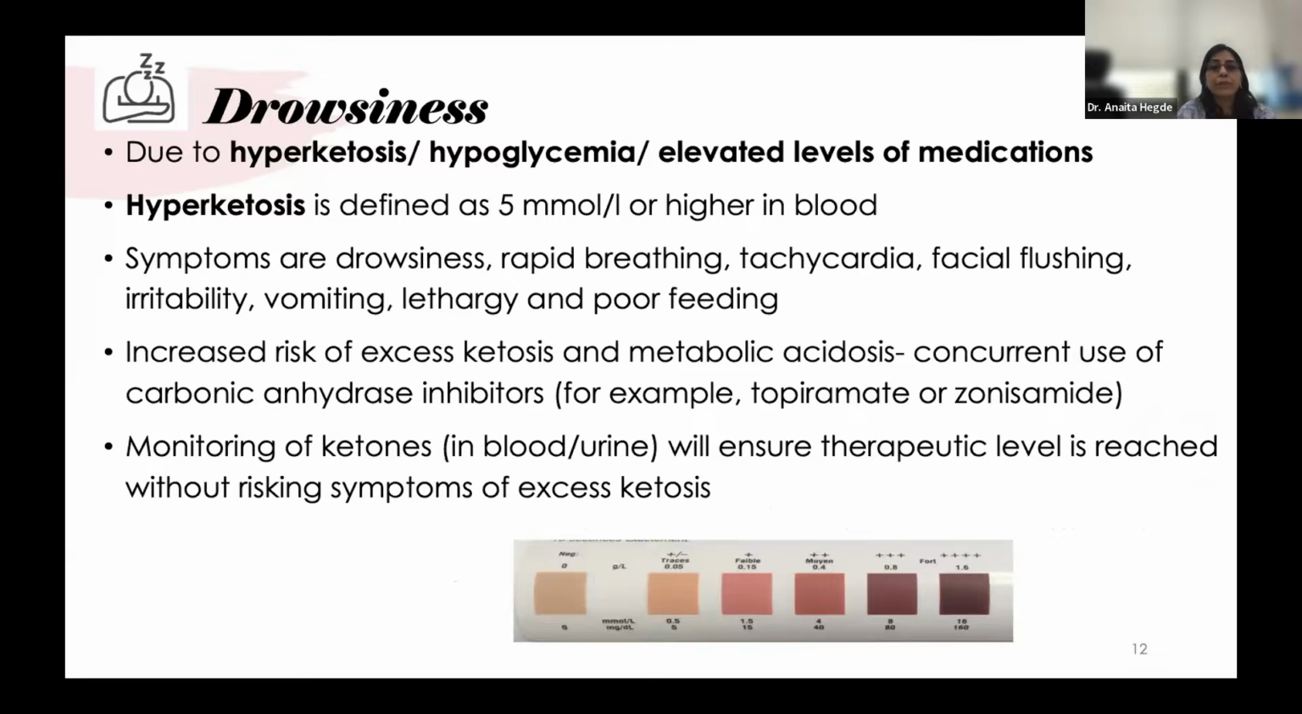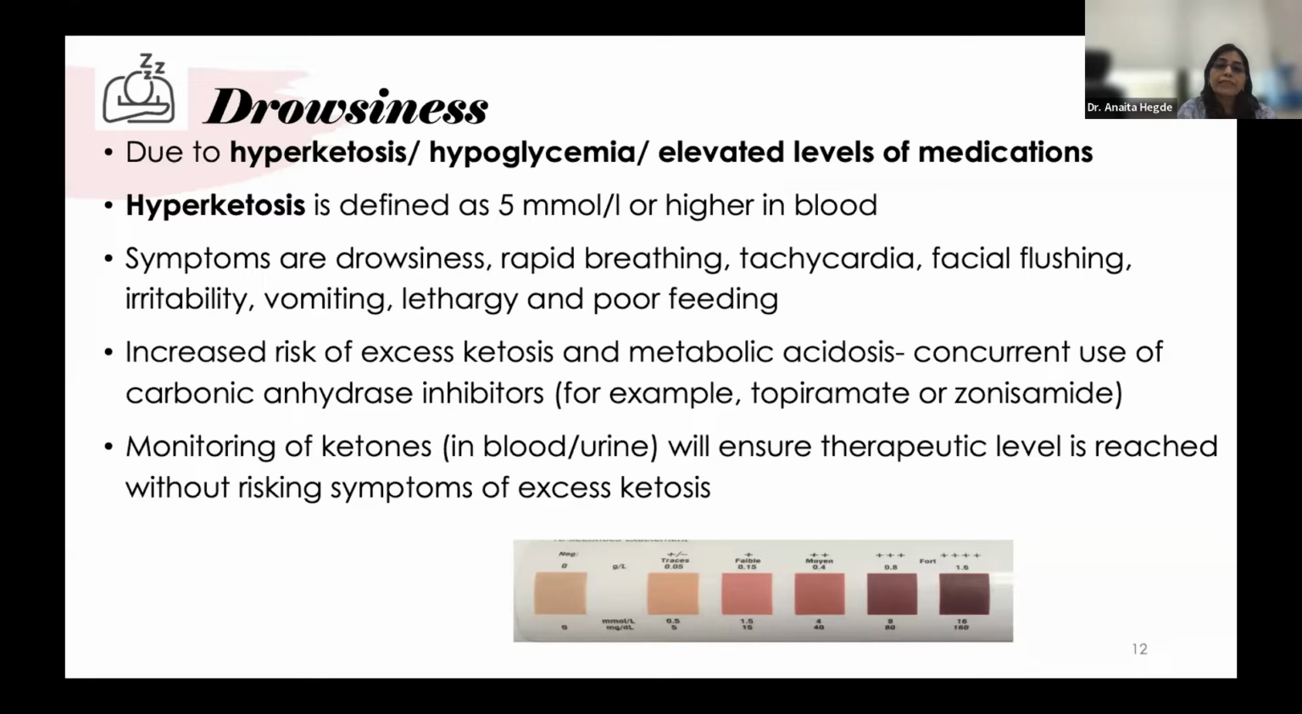Drowsiness is due to hyperketosis. It could also be due to hypoglycemia or elevated levels of medication. Hyperketosis is defined as 5 millimole per liter or higher of ketones in the blood. When we do urine testing, we come to know about it by the 4++ urine ketone levels on the Ketodiastix, which is basically when you dip the Ketodiastix in the urine, it turns the darkest shade of maroon within 10 seconds. Symptoms are drowsiness, rapid breathing, tachycardia, facial flushing, irritability, vomiting, lethargy, and poor feeding.